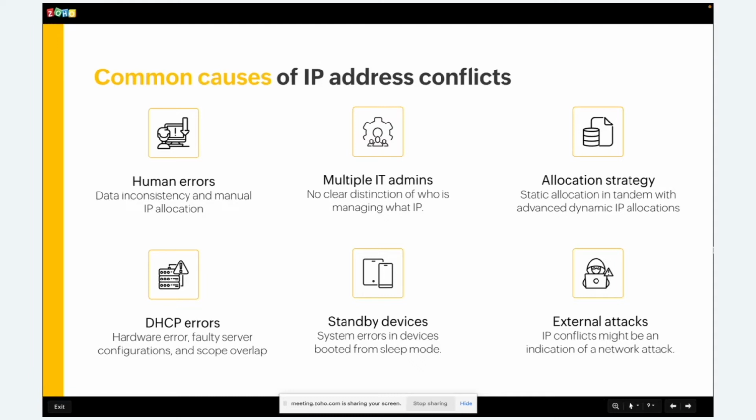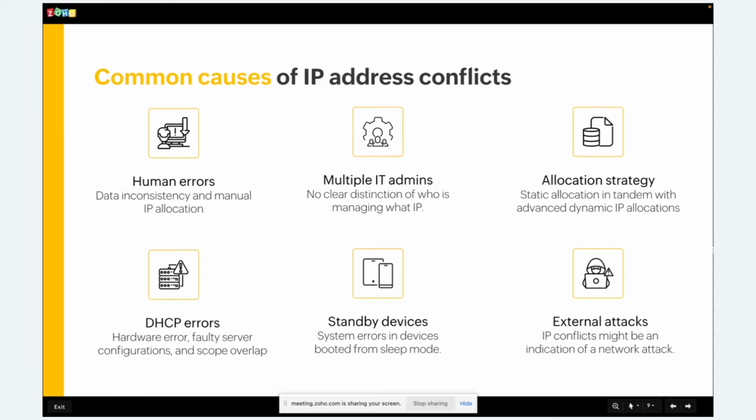And now comes a very tricky cause of IP address conflict: external attacks. Not all reasons for IP conflicts are internal to your network. Sometimes it might indicate a malicious attempt to access your network. When external attackers are using techniques like IP spoofing, you can easily see an IP address conflict in your network if any device is using the same IP the external attacker is trying to spoof. So these 6 are the common causes we see in everyday networks that can trigger an IP address conflict.